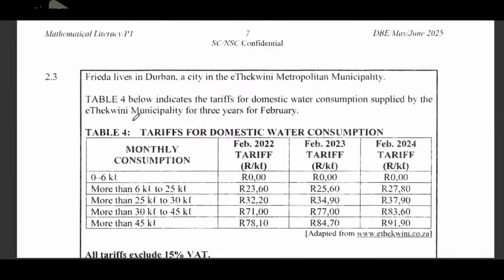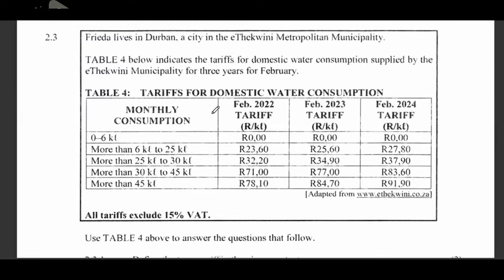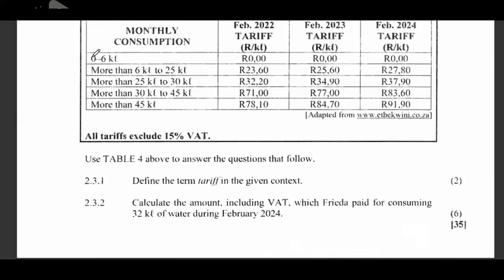So 2.3. Someone lives in Durban, a city in eThekwini municipality. Table 4 below indicates the tariffs for domestic water consumption supplied by the eThekwini municipality for 3 years for February. They're telling you these are the tariffs that we have here. By the way, the moment you see these tariffs, we shall explain that as we go on. We have the first one 0 to 6, 6 to 25, 25 to 30, 30 to 45, and more than 45. Take note, all tariffs exclude VAT.